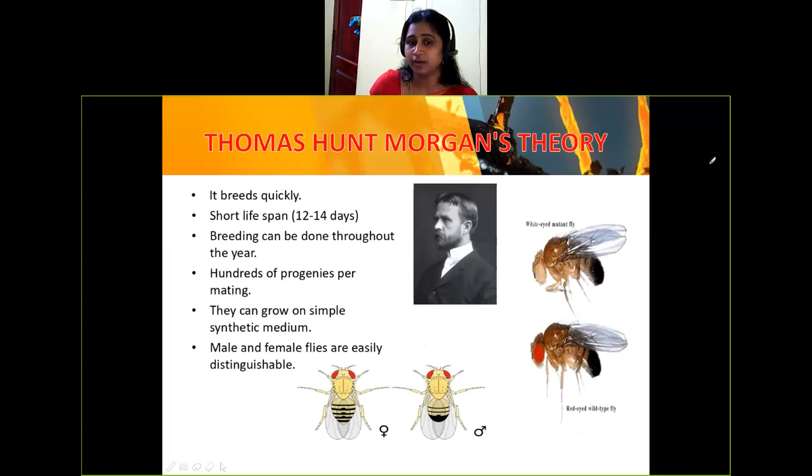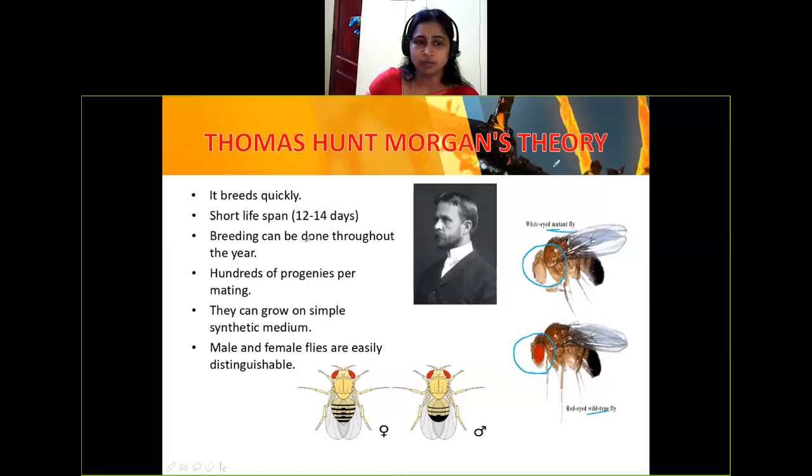You can see two varieties here. By seeing the color, you can identify white eye, the mutant type due to mutation, and red eye, which is the normal type. Red eye Drosophila is dominant also, and the female and male can be differentiated by their abdomen. So we'll see the characteristic features, like why he had to select this Drosophila. There are more insects and animals. Why stick with Drosophila?